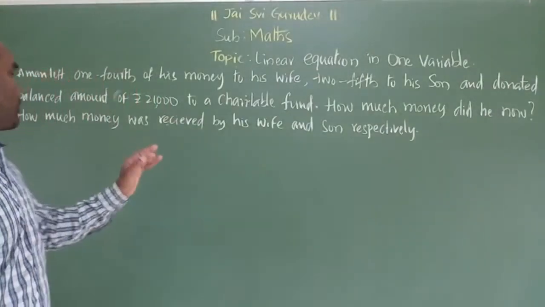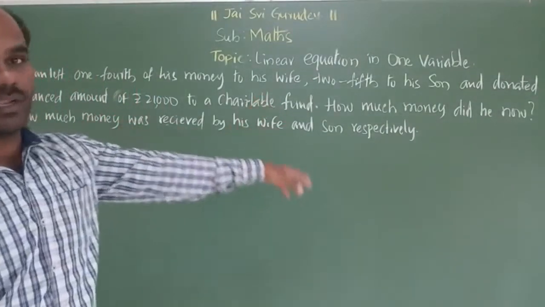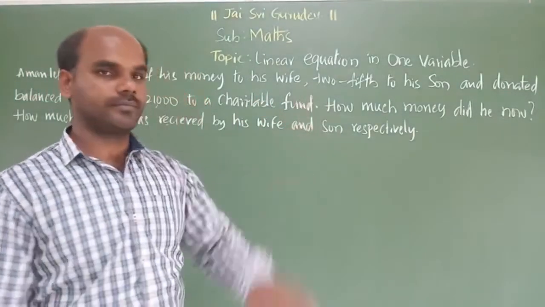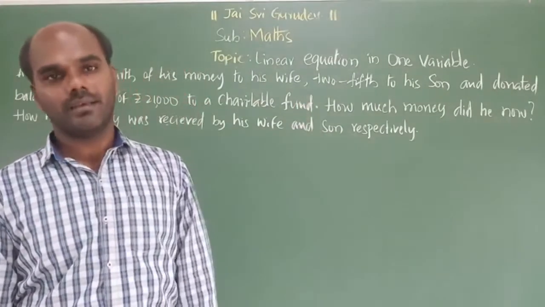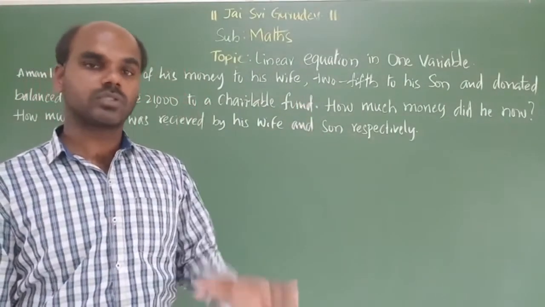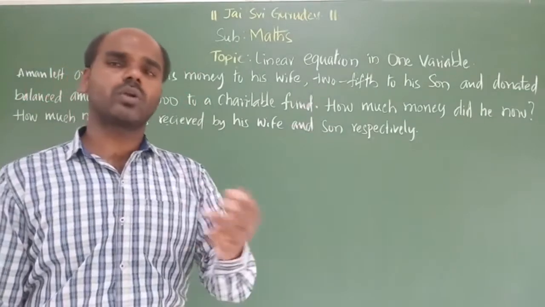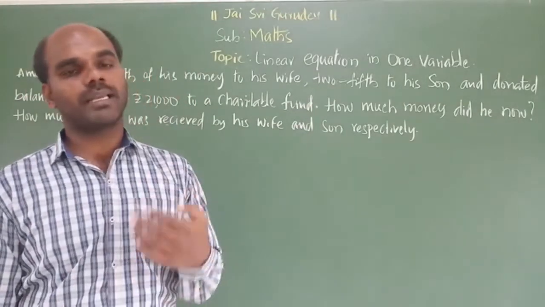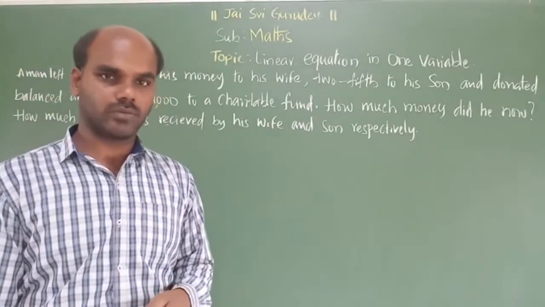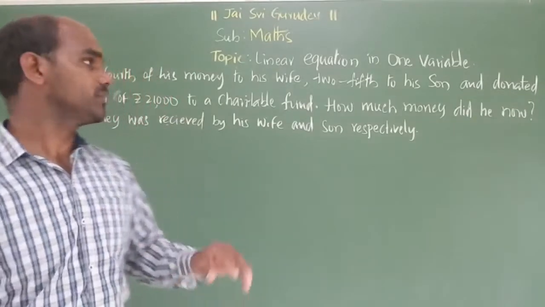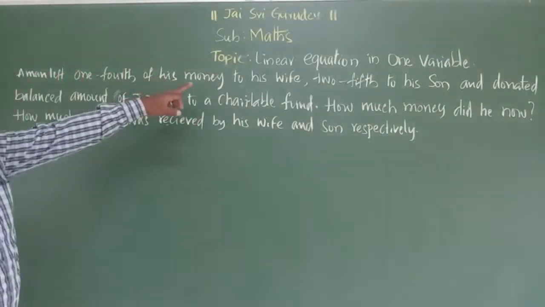After that, it asks how much amount was received by his wife and son. That is what we have to find now. So let the total amount be X rupees. Then we need to find how much amount each of them gets.